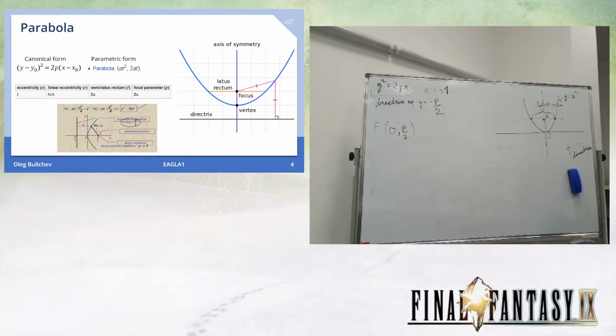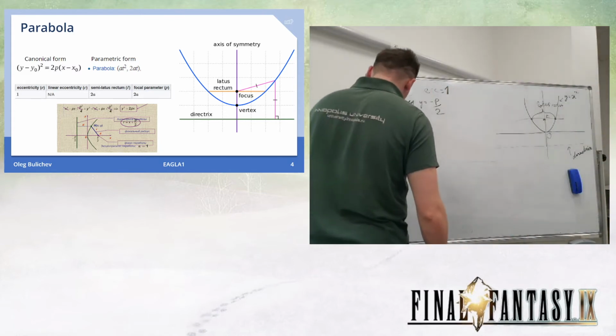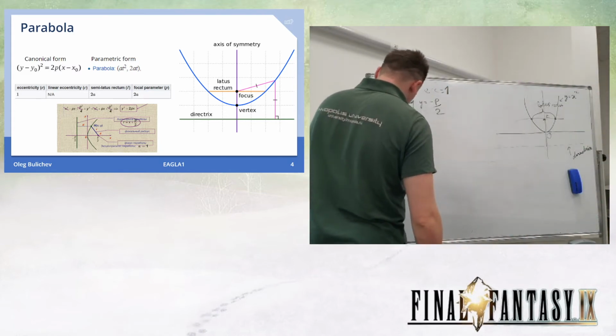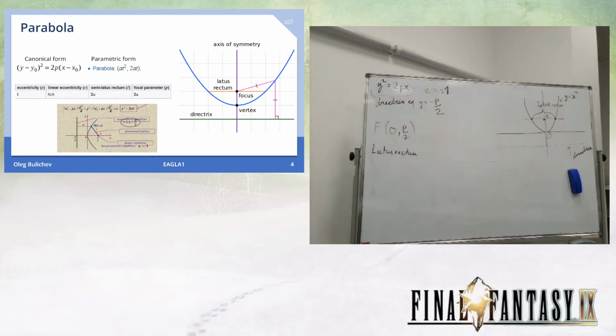Okay, how to find the latus rectum? You can substitute. Latus rectum is equal to what? y equals p over. It's not an equation, it's a length. This we can substitute.